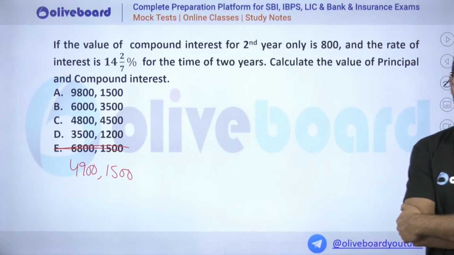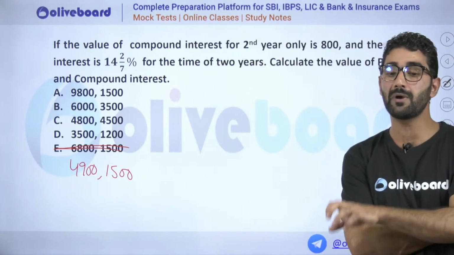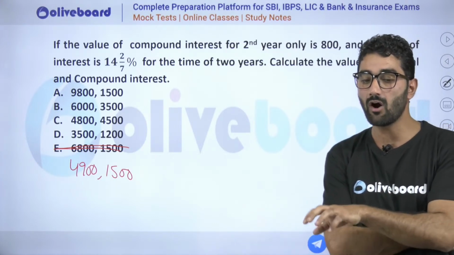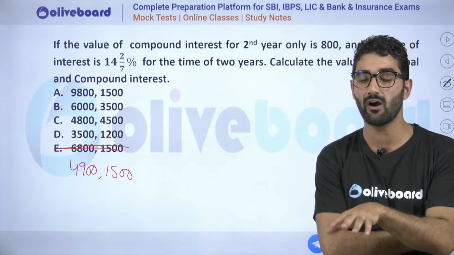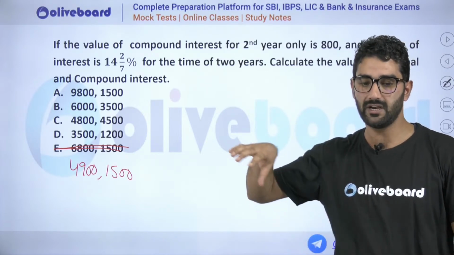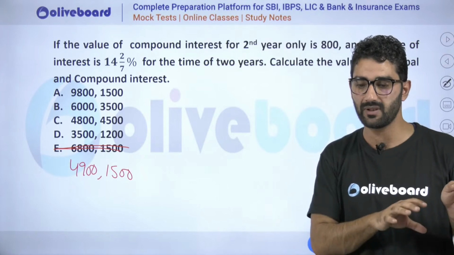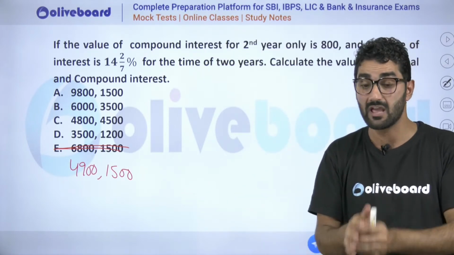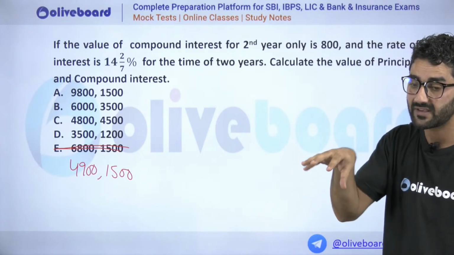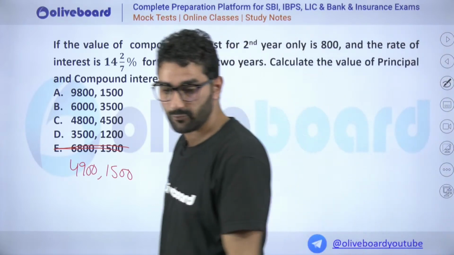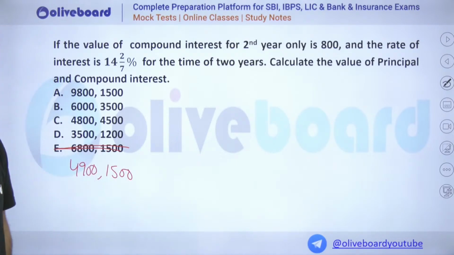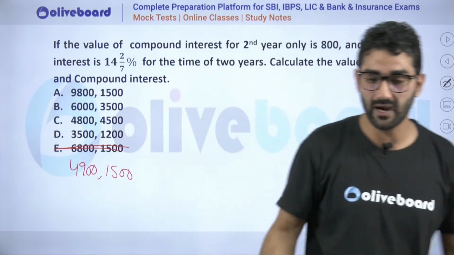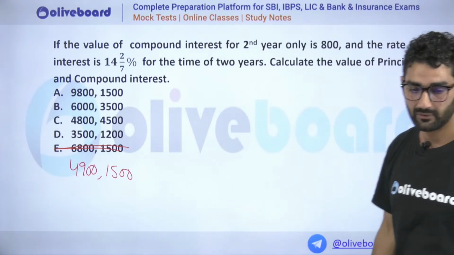The question gives the value of compound interest for the second year only, my dear. It is not that the data is given for the first year plus the second year, which would be the total compound interest. It is given as the compound interest for the second year only. So don't get confused, my dear. That is the logic behind these questions. I will show you.